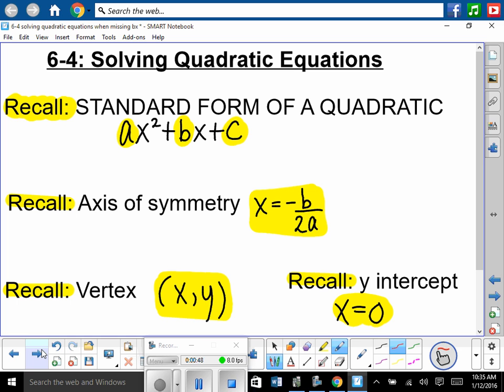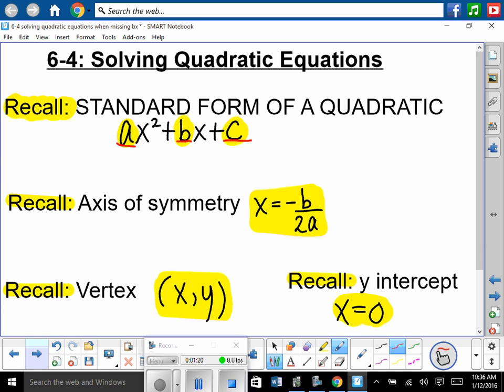First of all, recall what we've learned with quadratics so far. It's quadratic because it's degree 2. The standard form of a quadratic is ax squared plus bx plus c, where a, b, and c are the coefficients in front of the variables. A is always in front of x squared, b is always in front of x, and c is our constant coefficient.